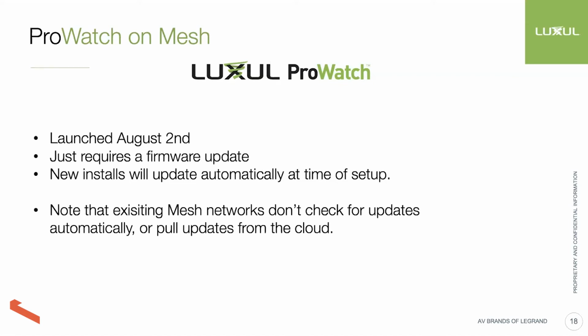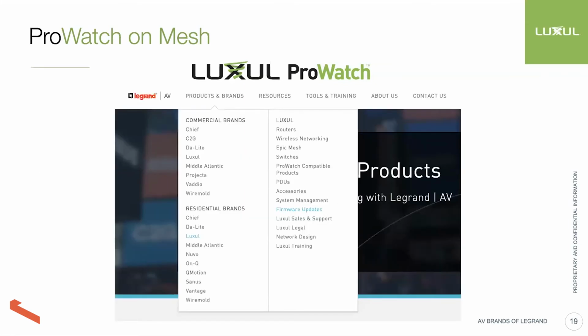If it is an existing system, then the easiest way to do it is to go to legrandav.com, and you can go to the Luxul section. If you just highlight and run your mouse over Luxul, this new window will open up, and you can click right on firmware updates. That will take you directly to the firmware update page that has every firmware for every product of ours. It's kind of like the old school way of doing it. You just download the firmware, and then when you go back to that job, you can log into the mesh router like you would any other router of ours, and go to administration and firmware update, and select that file.